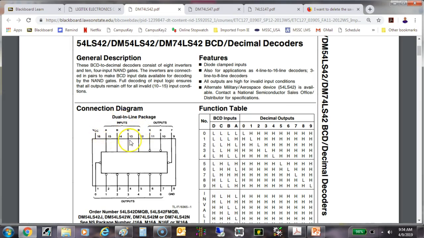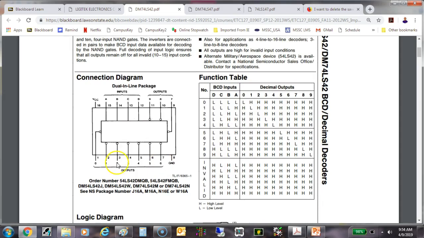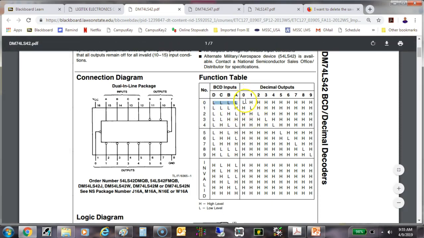So I'm going to put a binary number on the inputs, and this device is going to decode that for me and cause one output to go low. Notice the outputs are low active. If we look at the truth table, if I put all 0's on ABCD, notice they have it laid out in weighted binary with A on the right and D on the left. So this would be a binary 0, and of course, notice output 0 goes low.